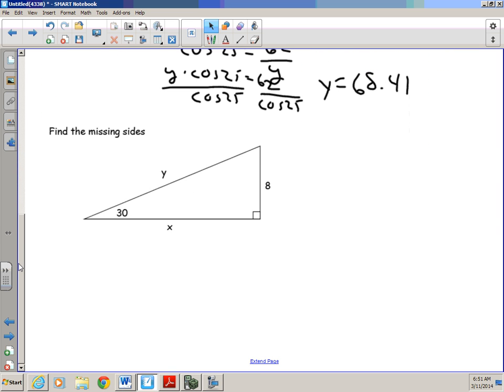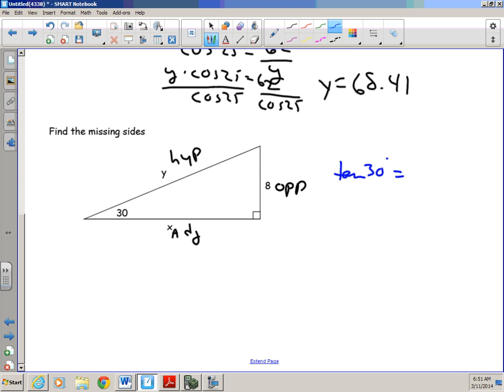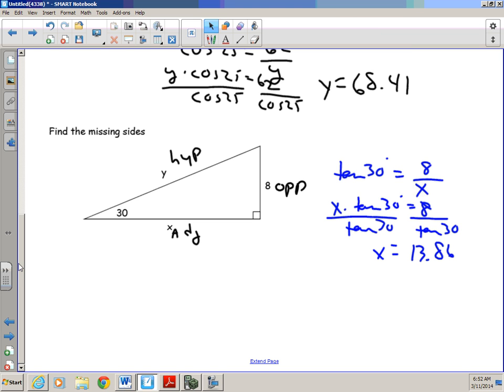Lastly, similar concept. All right, 30, this is opposite, adjacent, hypotenuse. You want to use the opposite. So to find x, I'm going to use tan of 30 is equal to 8 over x. X tan of 30 equals 8. Divide each side by tan of 30. So x is 13.86.